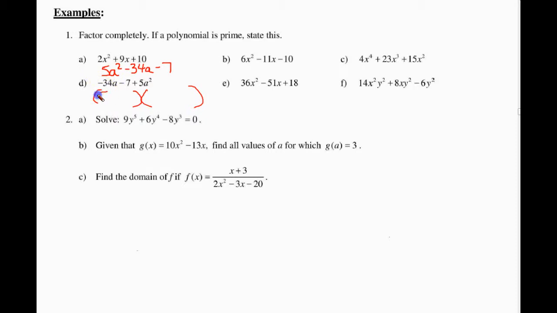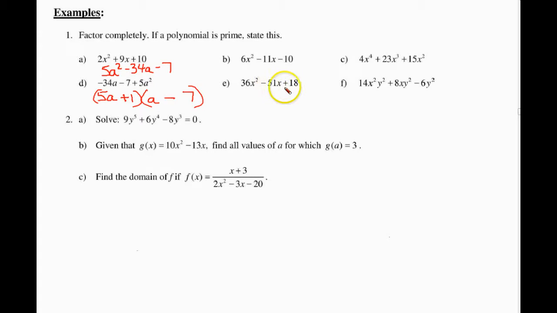So this is going to be 5a. This is going to be an a. And this is going to be a 7 and a 1, because that's 35. Minus 1 is 34. This will be negative, and this will be positive. And if you FOIL it, it checks. Let's see what we have here.